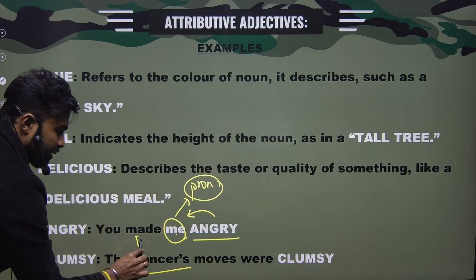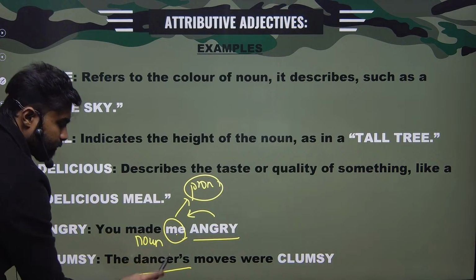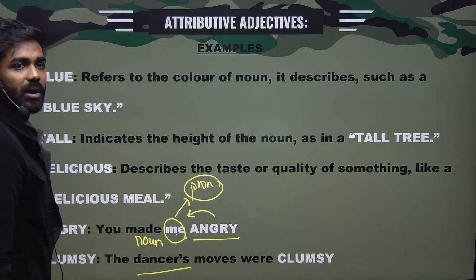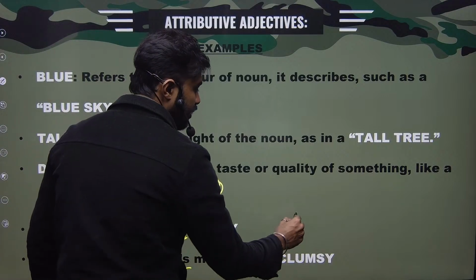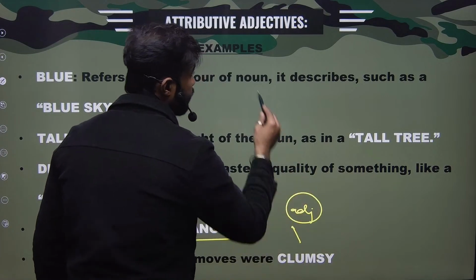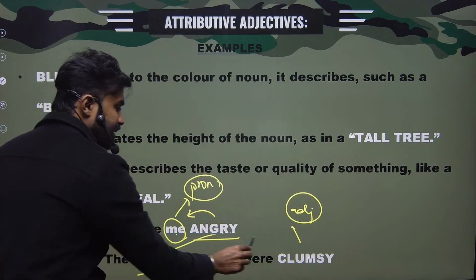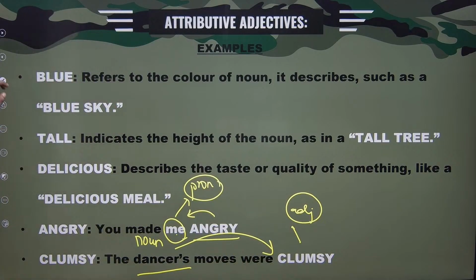Dancer, noun. His moves, how are they moves? How is the dancer performing? He's performing in a clumsy way. Adjective, attributive, placed after the noun. Clear?